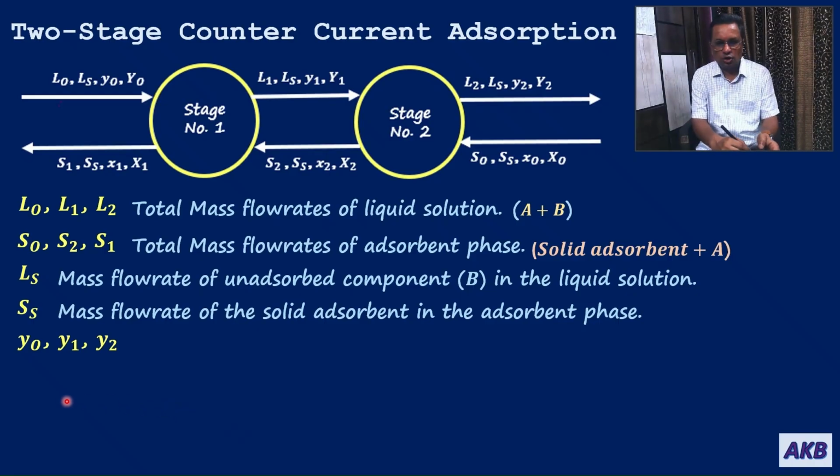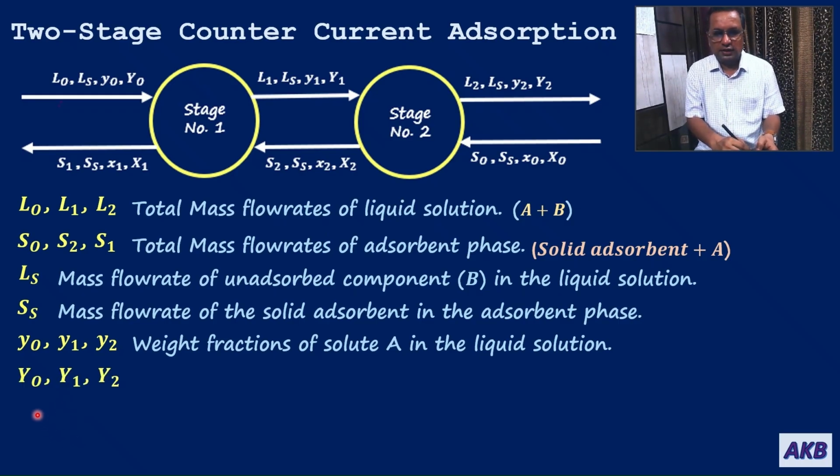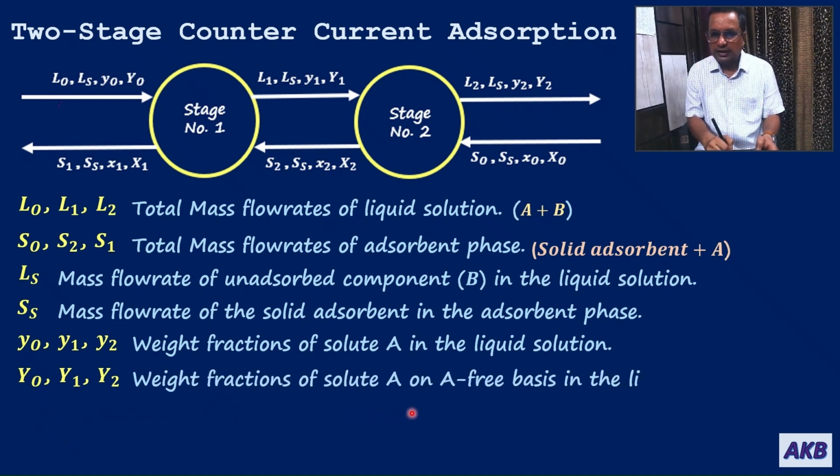Then small y0, small y1 and small y2. These are weight fractions of the solute in the liquid solution. These are weight fractions of solute A in the liquid solution. Whereas capital Y0, capital Y1 and capital Y2, these are weight fractions of solute A on A-free basis in the liquid solution.